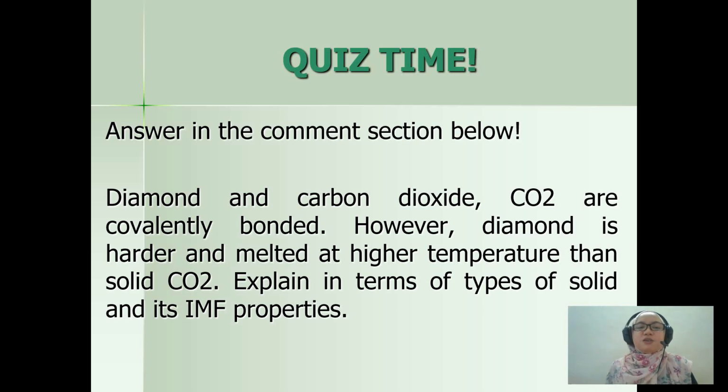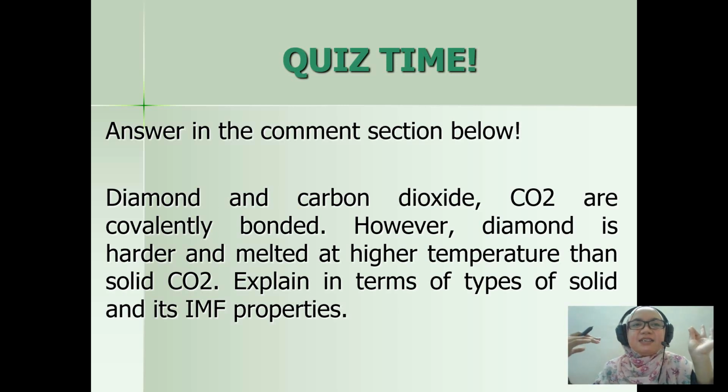Okay. Alright, so the question is the diamond and carbon dioxide are covalently bonded. So dua-dua dia orang ada covalent bond lah. However, diamond is harder and melted at higher temperature than solid carbon dioxide. So, explain in terms of types of solid and its intermolecular forces properties lah. Tadi kan kita dah explain apa benda itu. Diamond tu types dia apa, type of solid dia apa. Carbon dioxide tu type of solid dia apa kan. So, kita nak explain lah kenapa diamond ni dia harder and ada high melting point compared to solid carbon dioxide.